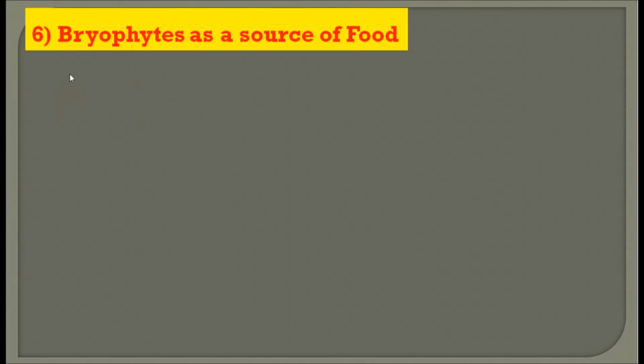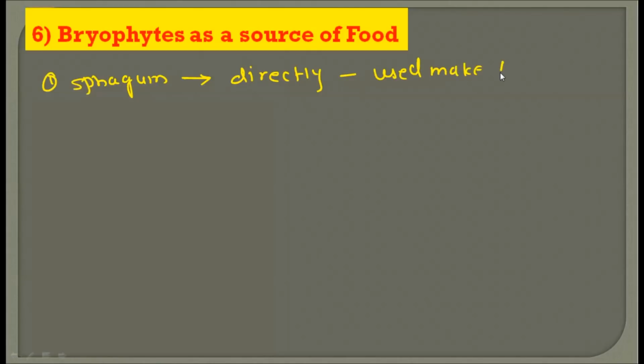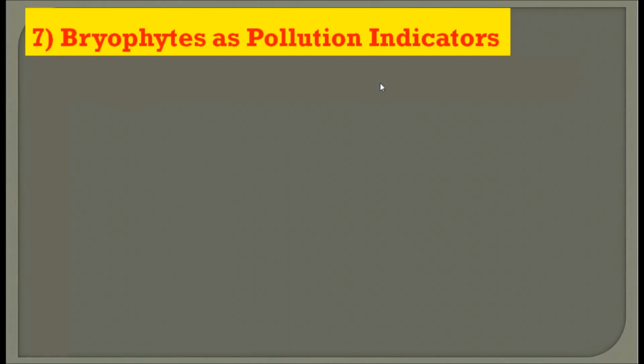The next economic importance of the bryophytes is that bryophytes can be a source of food. Then again we have here the sphagnum plant. This sphagnum is sometimes used directly as a food, and sometimes this sphagnum is used to make breads in some countries. All right. So this sphagnum can directly be used as a food, or it can be used in the preparation of bread. So the bryophytes can also be a source of food.